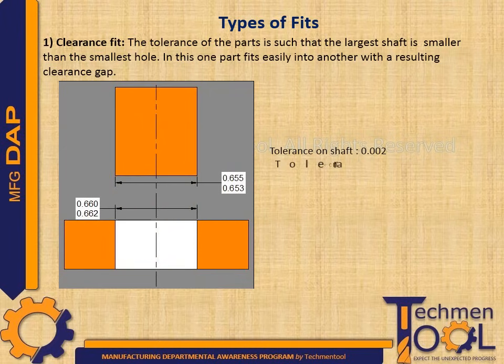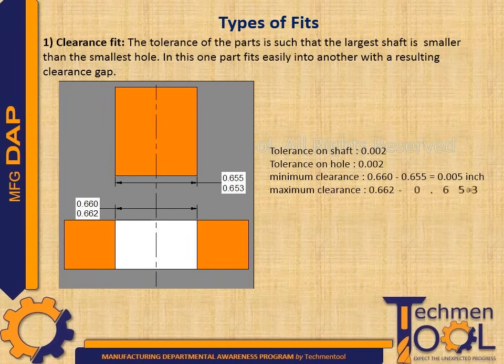In this picture we can see that the tolerance on the shaft is equal to 0.002 and the tolerance on the hole is equal to 0.002. Minimum clearance is 0.660 minus 0.655, that is equal to 0.005, and maximum clearance is 0.662 minus 0.653, that is equal to 0.009.